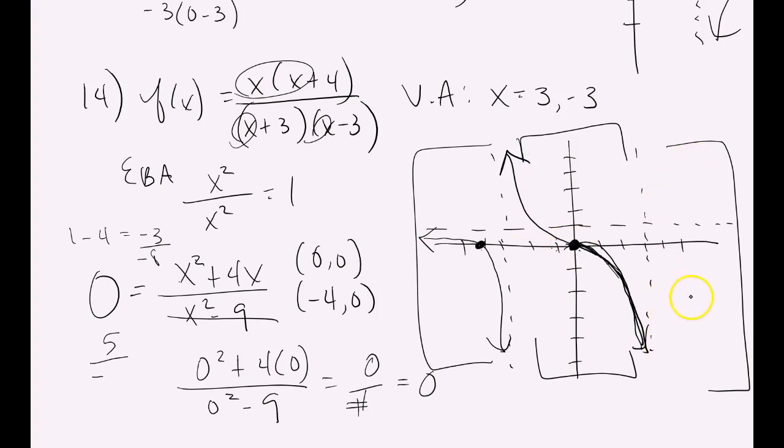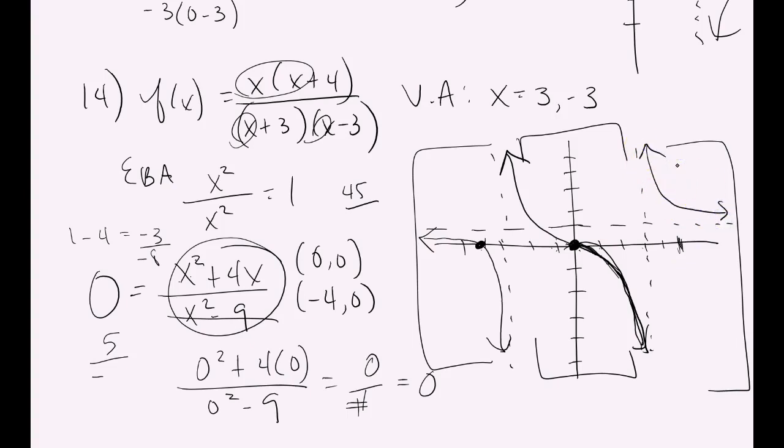Now, I have no idea what's happening over here. It could be a swoosh up above, or it could be a swoosh down below. And the only way to check that is to grab an x and plug it in. So 1, 2, 3, 4. I'm going to take 5. Let's see what's happening when x is 5. When x is 5 and I plug it in here, I'm getting 25 plus 20 is a big number, right? Over 25 minus 9. It's positive, and that's all I care about. I don't even care how small the fraction is. Since it's a positive number, I know that little swoosh is going to be up here.